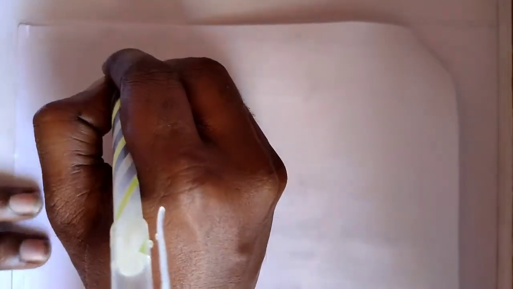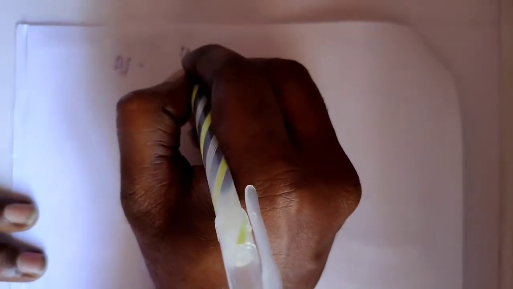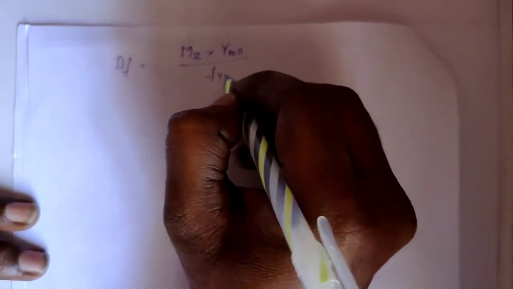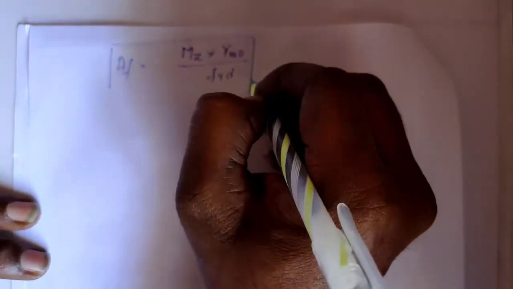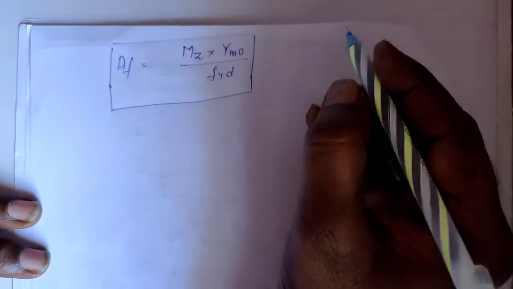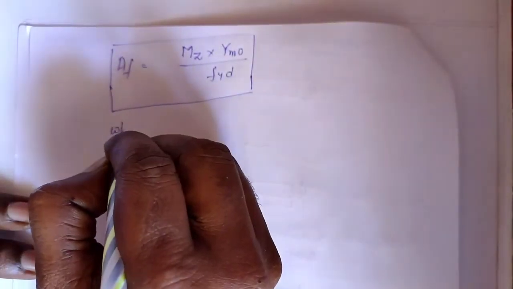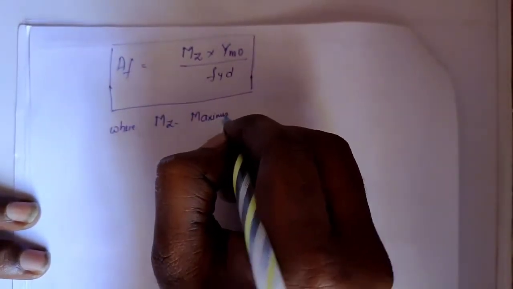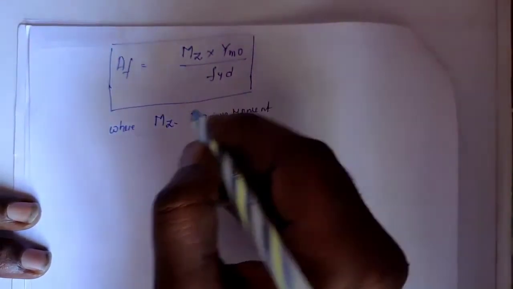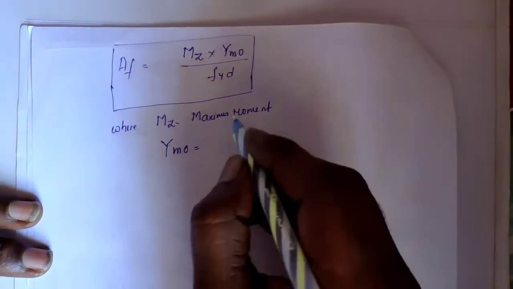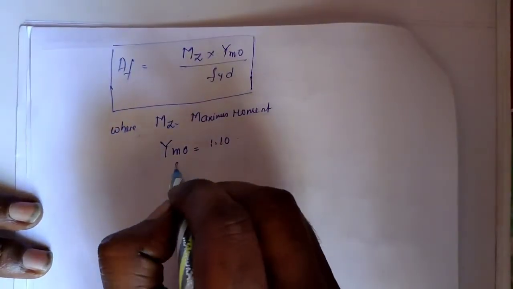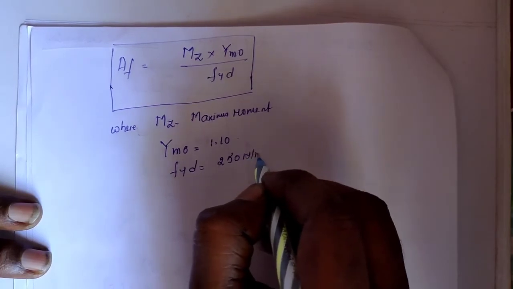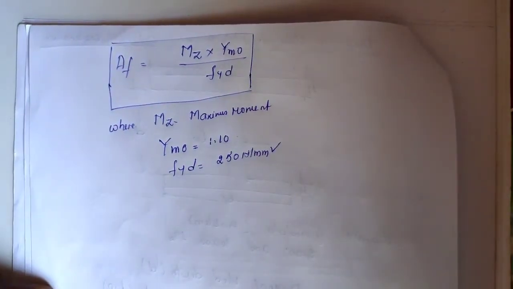The first formula: AF, area of flange, is equal to MZ multiplied by gamma MO by FYD, where MZ is equal to maximum moment, gamma MO is equal to 1.10, and FYD is equal to 250 Newton per mm square.